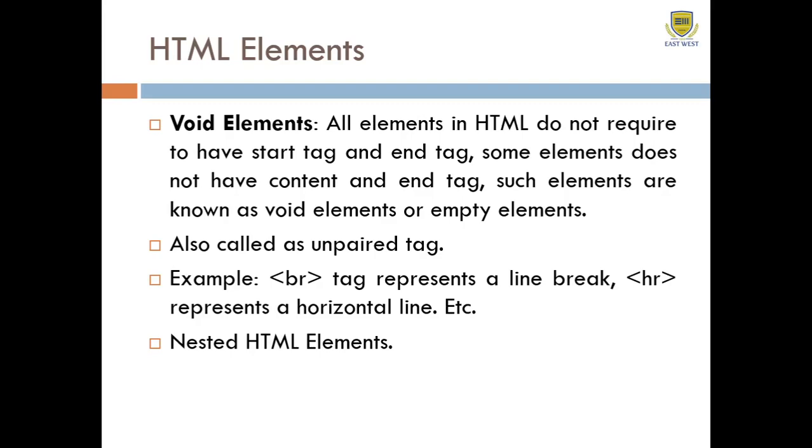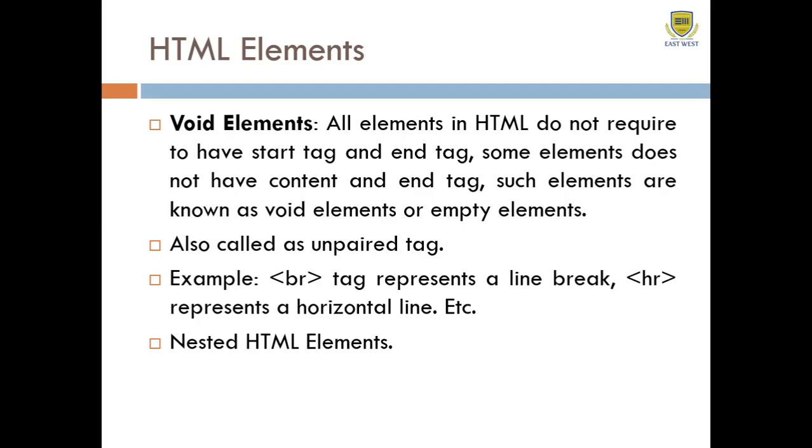These elements are also called unpaired tags. In the example, you can observe that the BR tag represents a line break. This is an unpaired tag, where we don't have any closing tag for BR. Similarly, HR represents a horizontal line. These are some examples of HTML void elements.